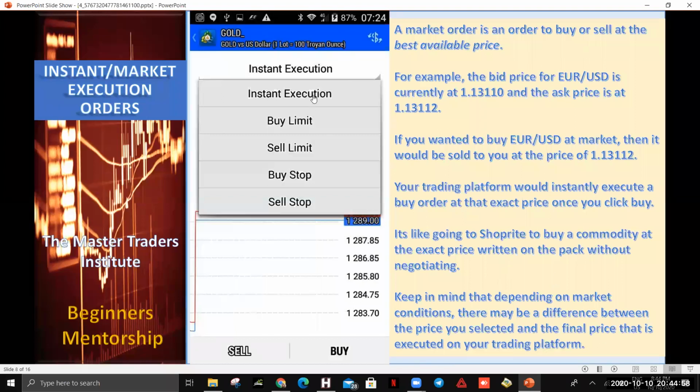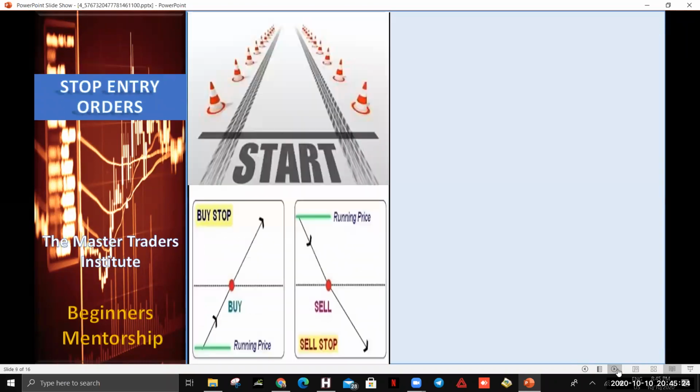So the difference between instant execution and every other price order is this: if I call a trade on this call and everybody enters, we're going to enter at different prices. But if I call a trade and give you a buy limit order, sell limit order, buy stop order, or sell stop order, as soon as the price triggers, it's going to trigger everybody at the same price we're buying any currency at that particular moment. That's just the difference between that order and this order.